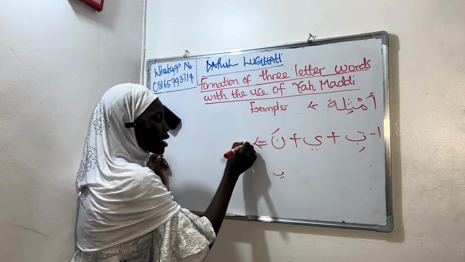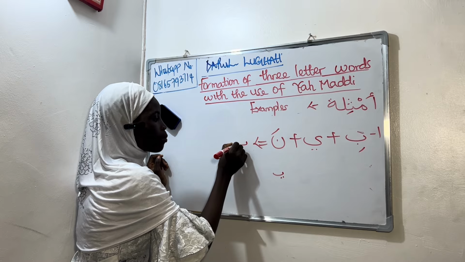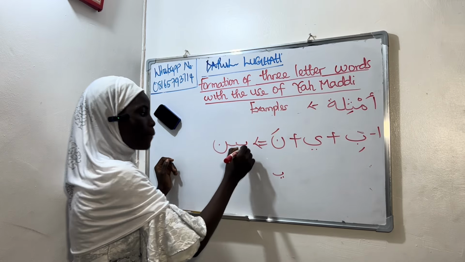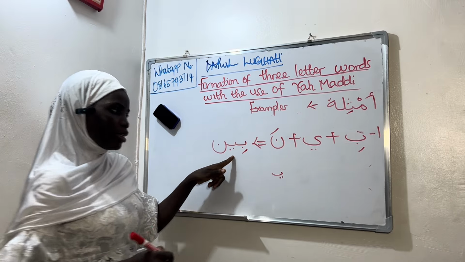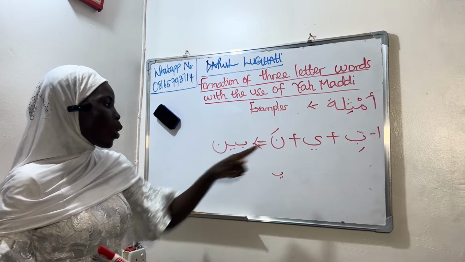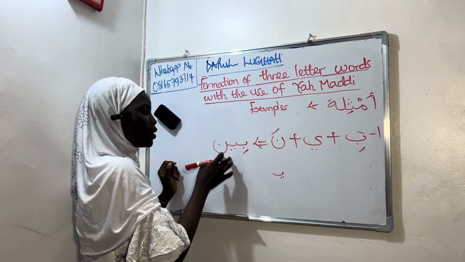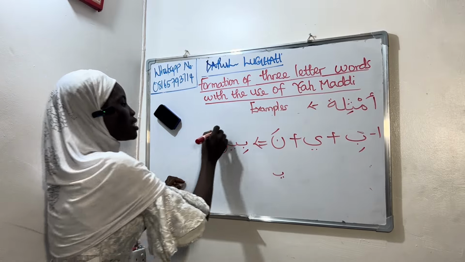Now we have ba Kesra Yā Maddī, B, Nun Fatiha. They are joining everything together. Ba Kesra, this is Yā Maddī. Can you see? I replace this Yā Maddī here with this small letter Yā Maddī. Now ba Kesra Yā Maddī, B, Nun Fatiha, Na.